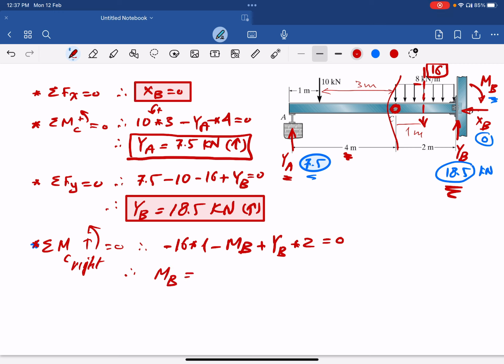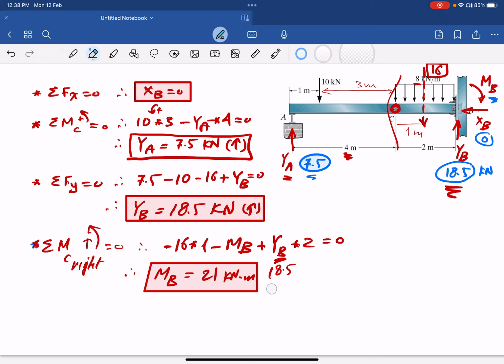From here, using the calculator, we can get the MB. It will be 16 times 1 minus YB, which is 18.5, so minus 18.5 times 2 equals 0. So this MB will be 21 kilonewton meter, but going in the opposite direction to what we assumed. It is going in this direction.